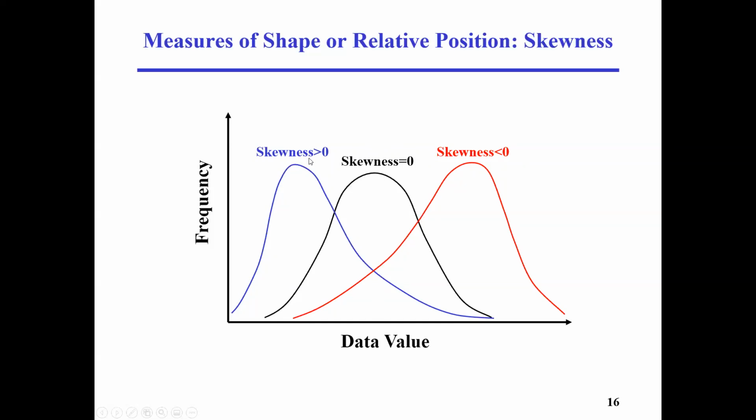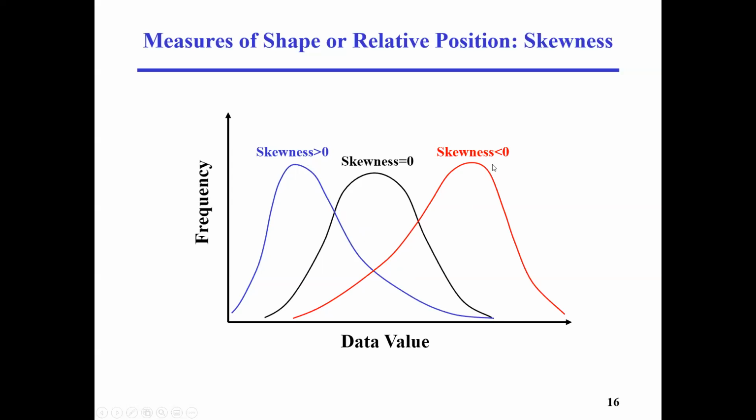If the skewness of data set 2 is larger than 0, then this blue curve shows the shape of the histogram of data set 2. It is skewed. Skewness larger than 0 means that on the right side, the histogram has a long tail. The peak of the histogram is toward the left, and on the right side there is a long tail.